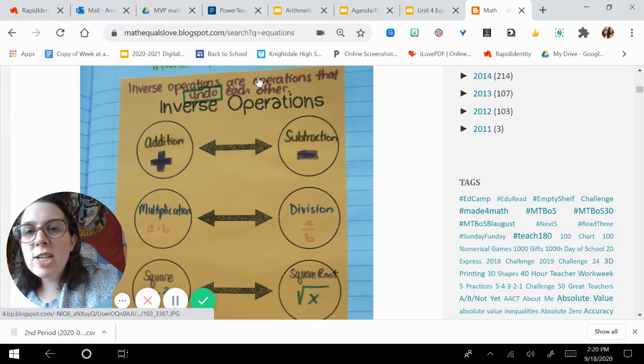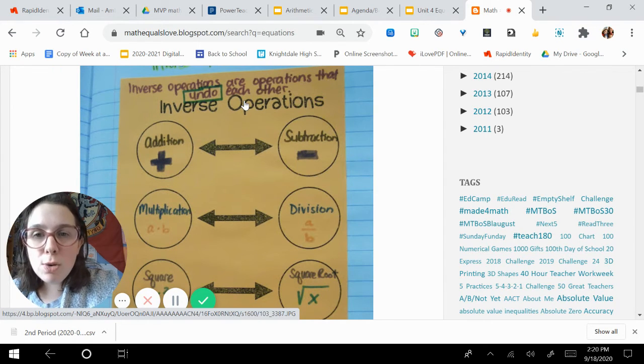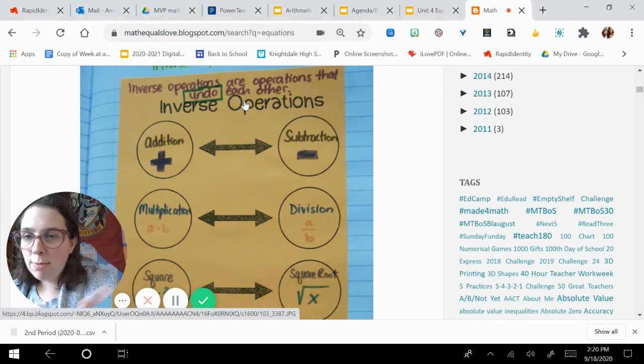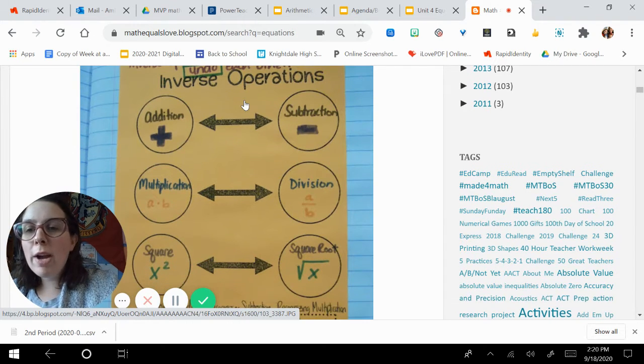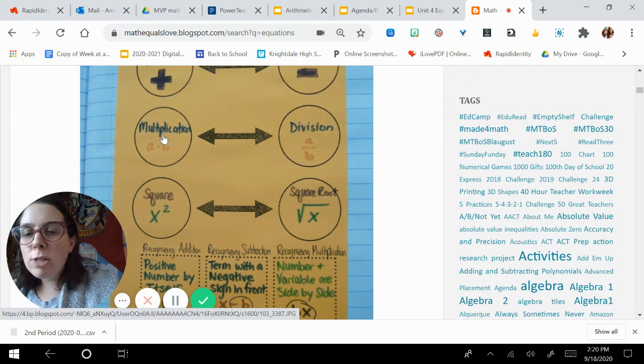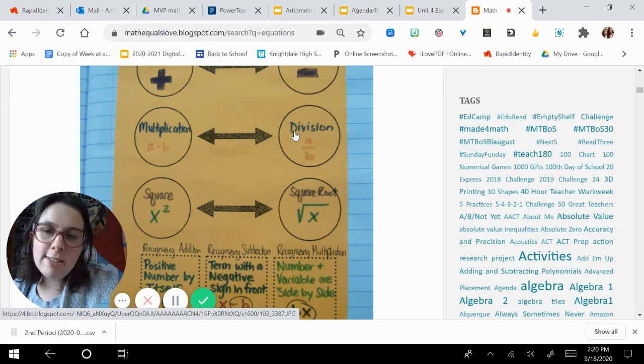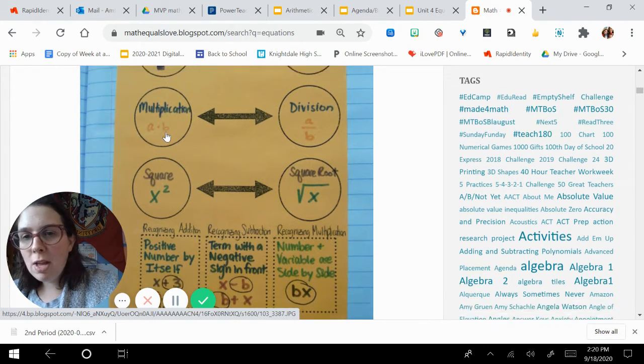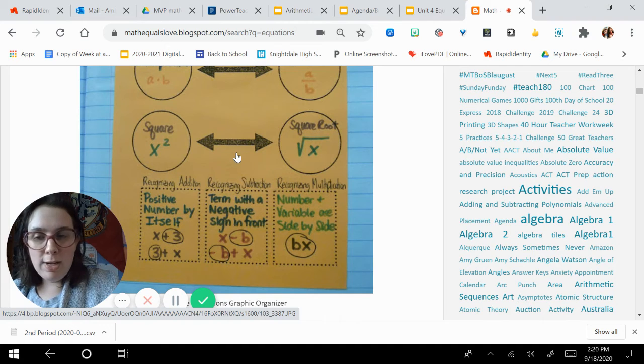So inverse operations are operations that undo each other, hence the word inverse. They're opposites. We all should know these. Addition is undone by subtraction, and subtraction is undone by addition. Multiplication is undone by division. Division is undone by multiplication. And if you don't know this one, I'm hoping you do, you should have learned about it in middle school: squaring, like 3 squared, is undone by square rooting, like the square root of 9. And vice versa, square roots are undone by squaring.